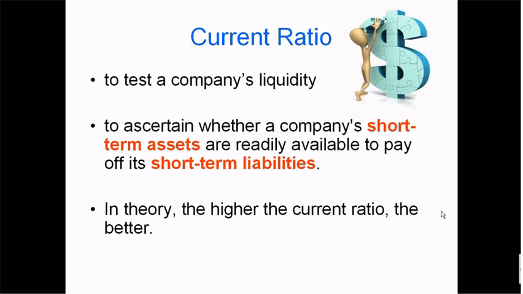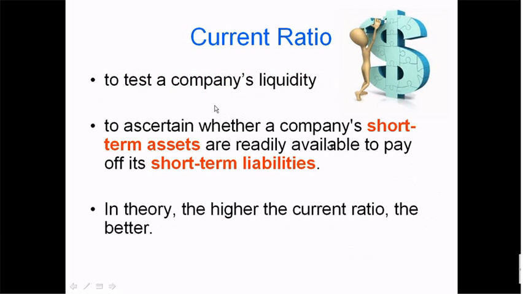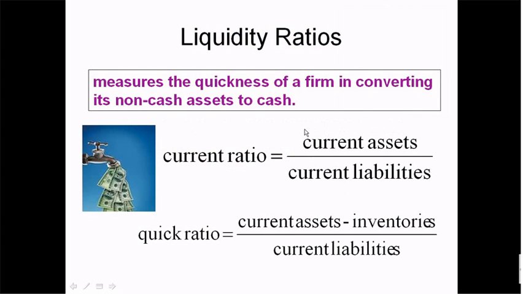So what is current ratio? From the formula just now, current ratio equals current assets divided by current liabilities. Current ratio is used to test a company's liquidity. It is to ascertain whether a company's short-term assets are readily available to pay off its short-term liabilities. You can see from this formula that I'm comparing the amount of current assets that you have with the amount of current liabilities that you have.